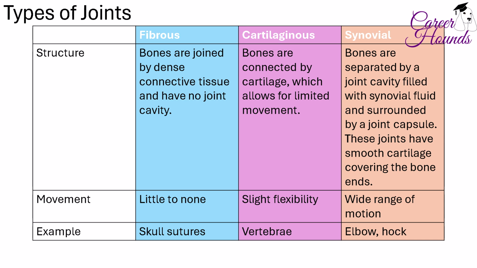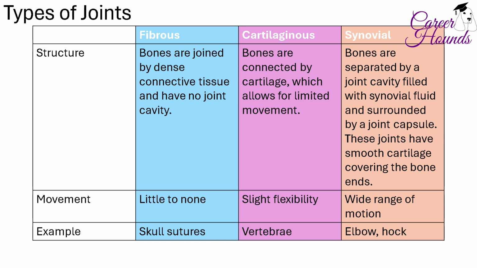A fibrous joint is called a synarthrosis and is a fixed or immovable joint. A fibrous joint connects bones by dense connective tissue and has no joint cavity. There is little to no movement, and an example is the cranial sutures, which are the joints between the cranial bones in the skull.